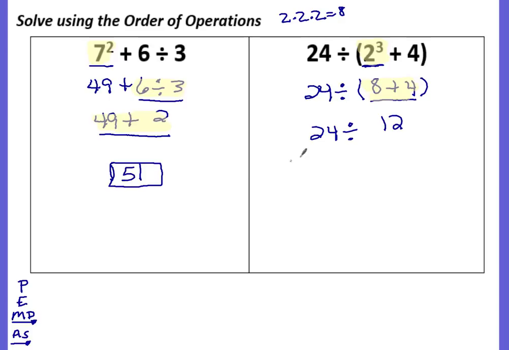Okay, so now we have 24 divided by 12. The last step is the division. Underline it, or you could highlight it. And 24 divided by 12 is 2. Make sure you put a circle around your answer, put a box around it, and that's how we solve that. So really, it's all taking one step at a time, making sure you go through the order of operation steps by looking at your PEMDAS.